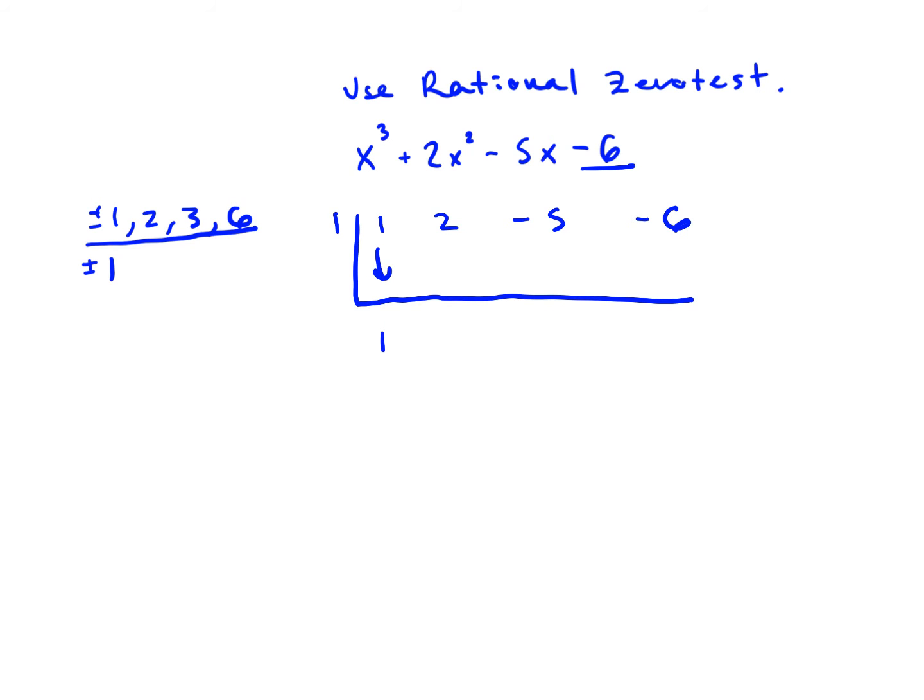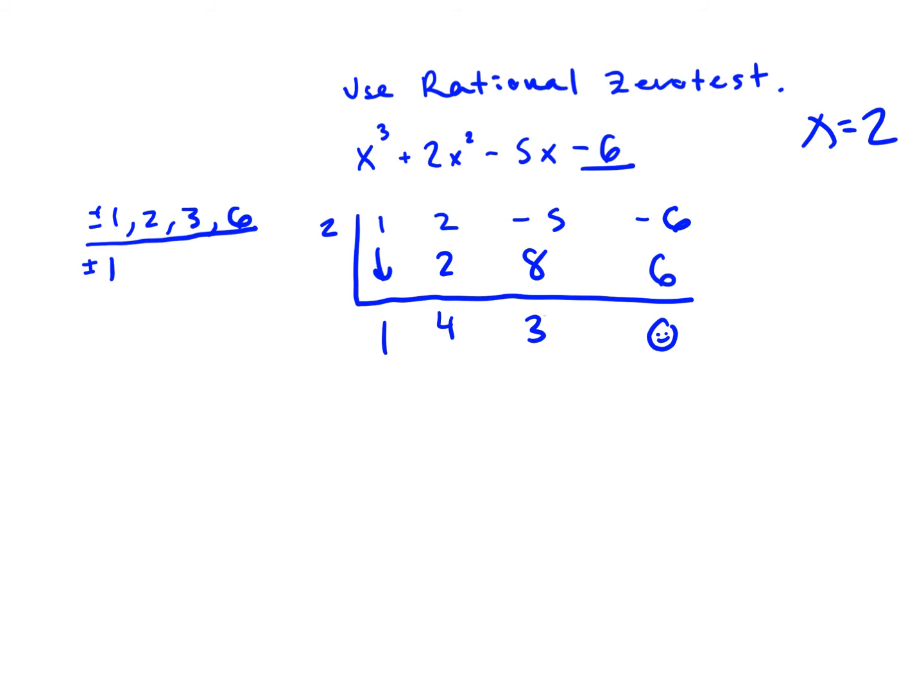So drop down the 1, multiply, add, multiply, add, multiply. Doesn't work. So let's try something else. Any other suggestions? What do you think? Let's try 2. So 2 times 1 would be 2, 4, 8, 3, 6. It works. Good job, Michael. So 2 is one of our zeros, so x is equal to 2.